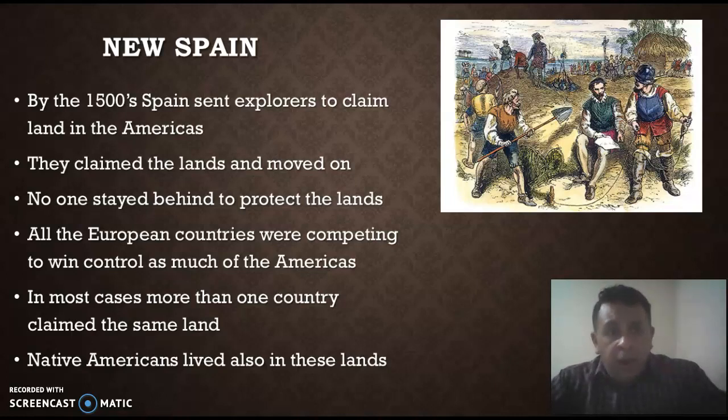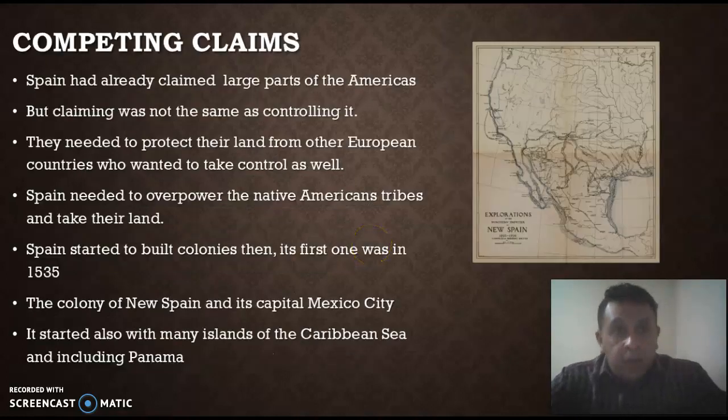Now, we are finding that all the European countries are competing to win control of the Americas. They wanted to gain riches. Don't forget, they wanted to make little settlements and start controlling the land. Okay. Native Americans also were living in these lands, and we have to understand they're not going to be very happy to see all these colonies trying to take over their own land. Okay. Now, the competing part starts here. Everybody's trying to compete and claim areas.